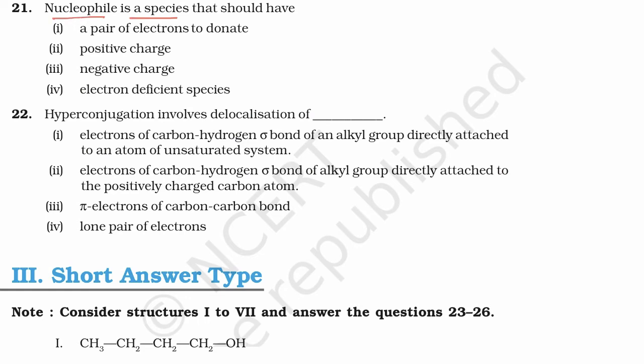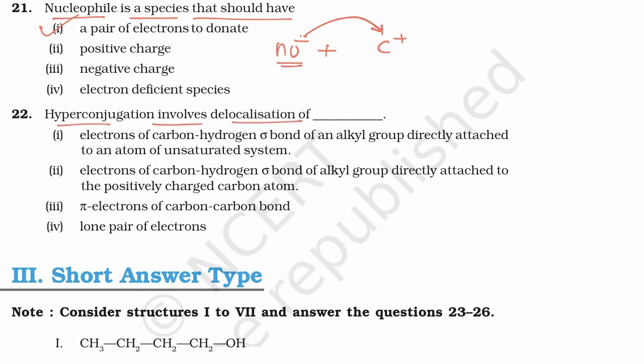A nucleophile is a species that should have a pair of electrons to donate. Nucleophiles are those species which have a pair of electrons in a high energy orbital, so that it can be donated easily. If any species donates a pair of electrons to carbon, then it will be regarded as a nucleophile, and this nucleophile must have a pair of electrons present in a high energy orbital, so they can be easily donated, and hence the correct answer is 1.